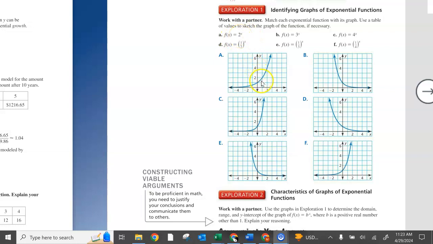Well, what you can do is look at, for example, A: when you go from the first value at the y-intercept and you go to where x is 1, it goes up from a y value of 1 to a y value of 2, right?